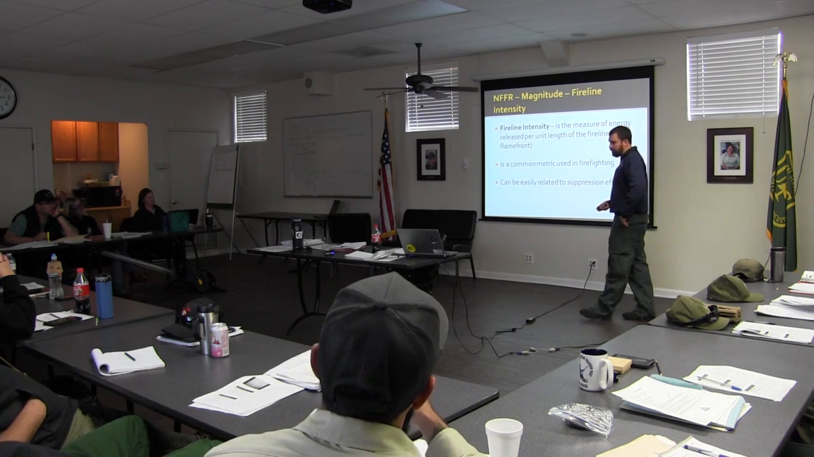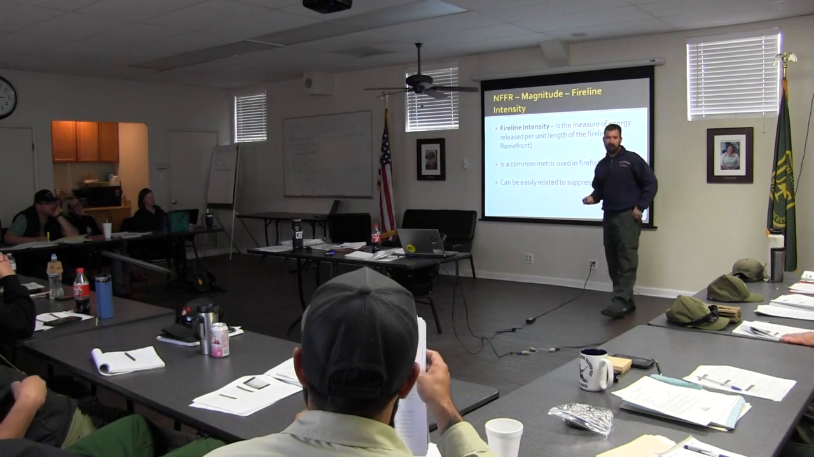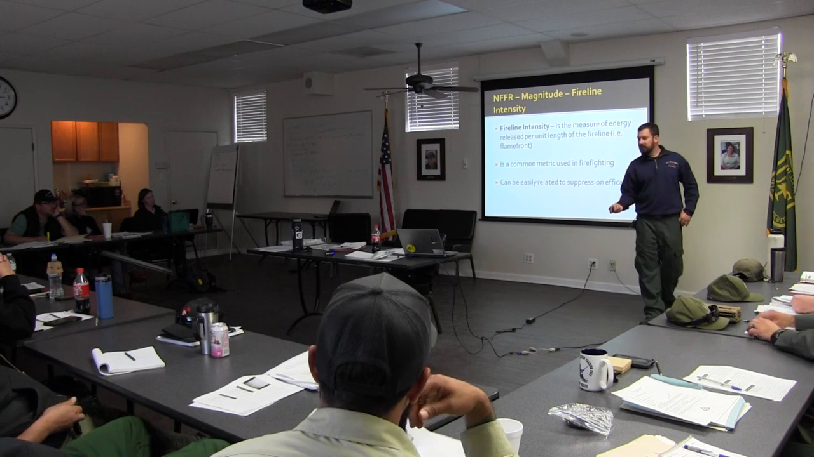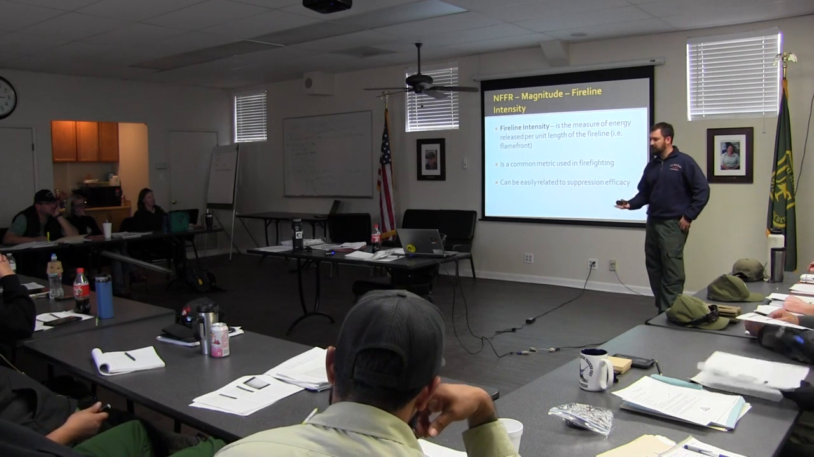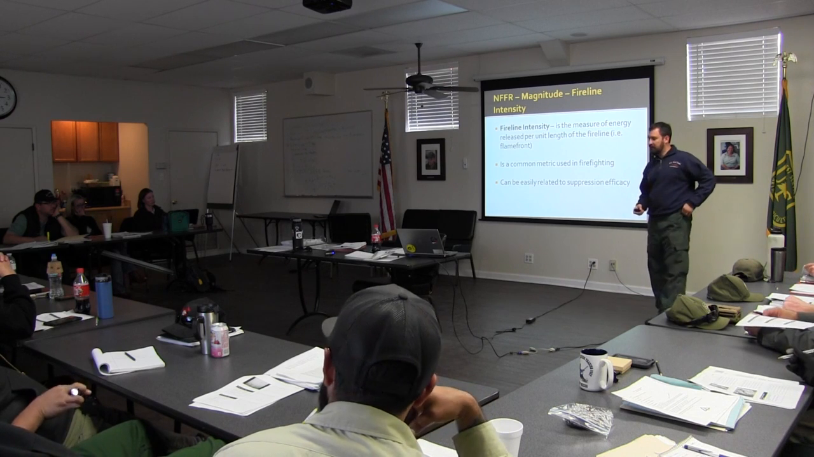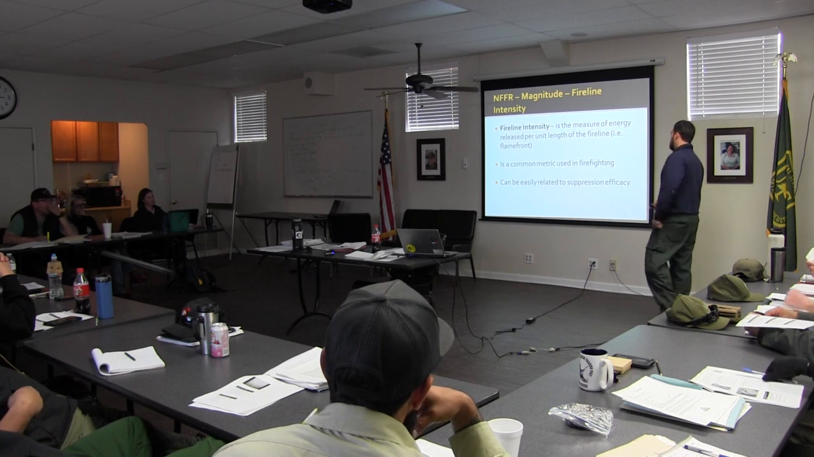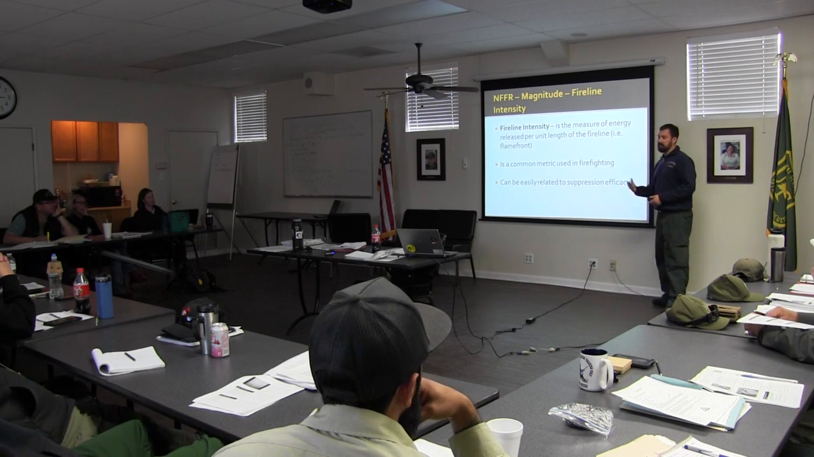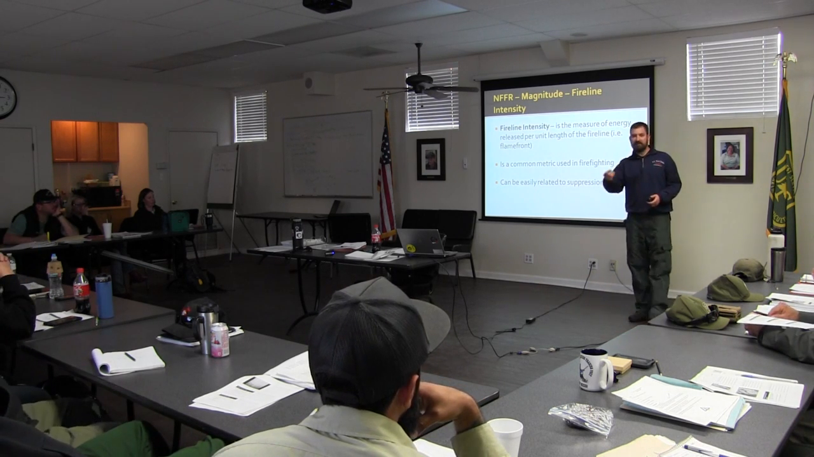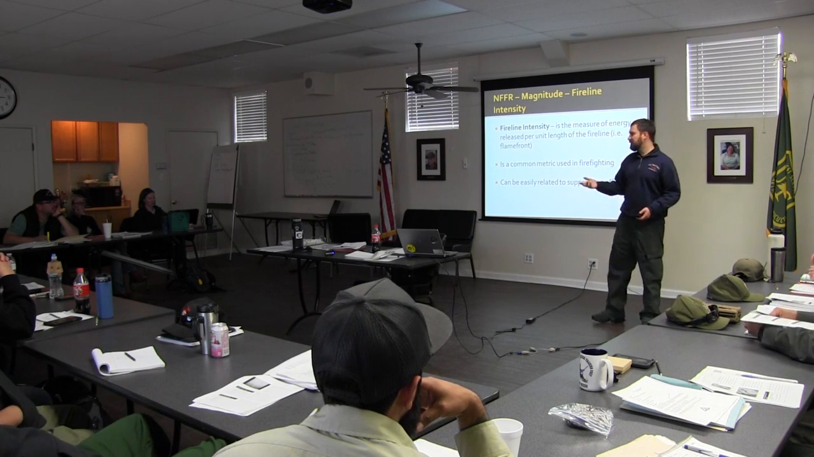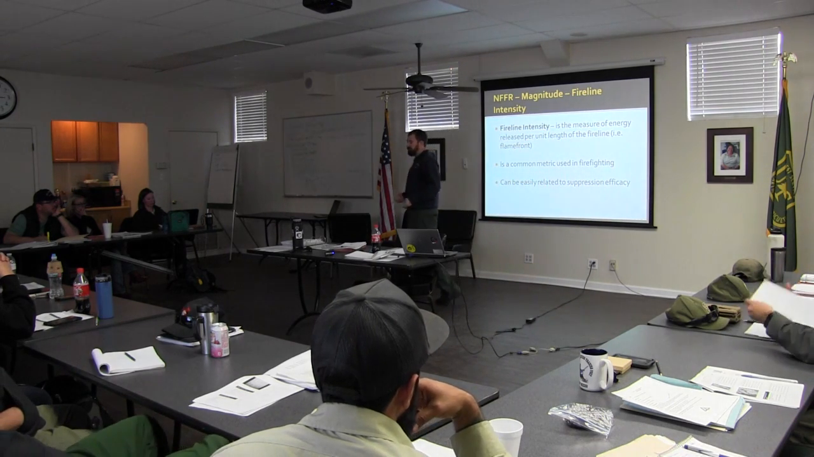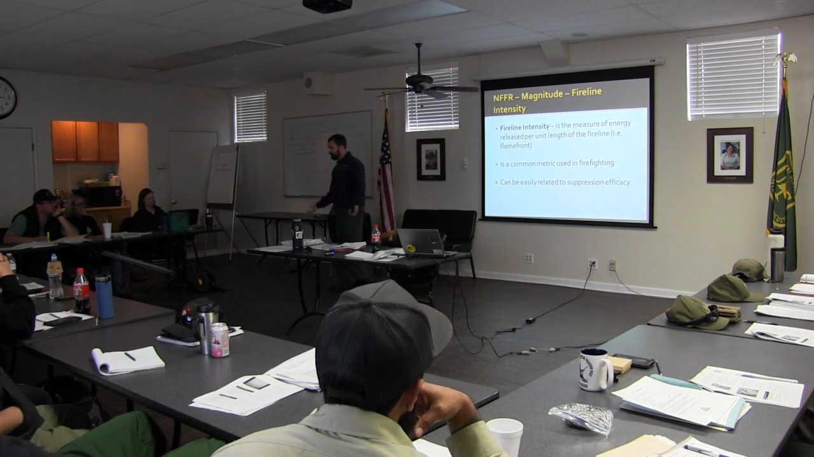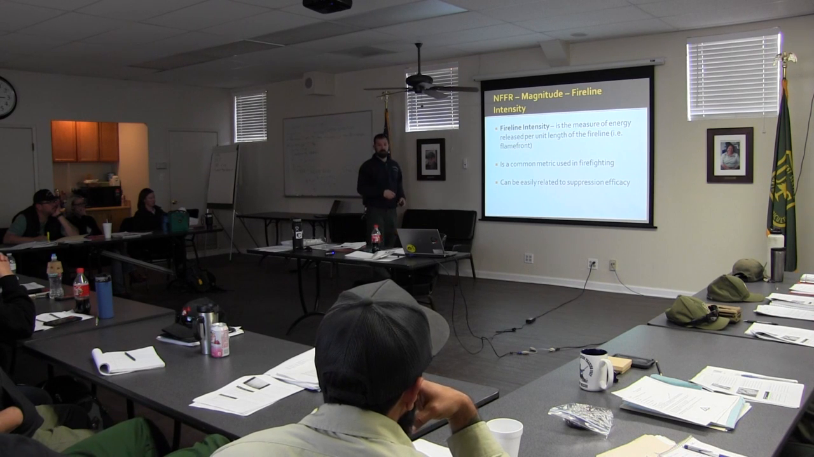Most folks should be pretty familiar with fire line intensity. We've been hearing this ever since 190, 290, right? It's the measure of energy released on the fire. It's just how hot the fire is in BTUs. We use it in firefighting all the time. And it's related to suppression efficacy, which just means the ease of suppressing the fire, the efficiency of suppressing the fire. So if we have a very high suppression efficacy, that means that we're very good at putting out fires, right? Versus a low.